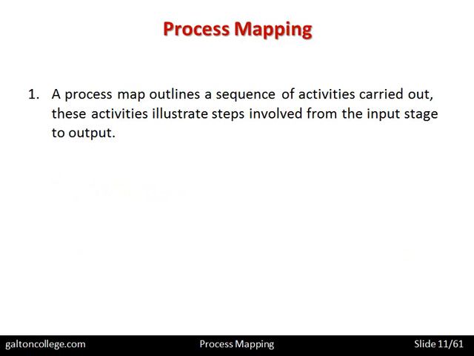A process map outlines a sequence of activities carried out. These activities illustrate steps involved from the input stage to the output stage. So the process map looks at all of the activities that go to make a particular process. So just taking the example we mentioned earlier, let's say it's making a particular component or a particular product. Then look at all of the stages that are necessary to make the product.